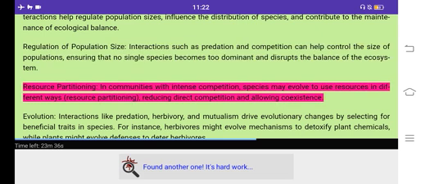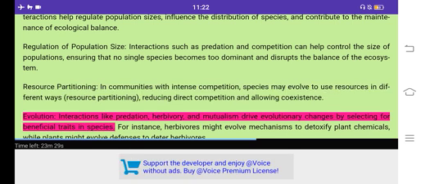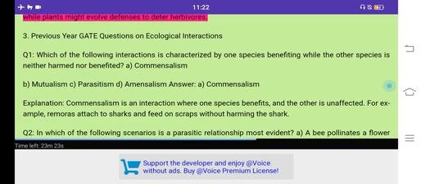Resource partitioning. In communities with intense competition, species may evolve to use resources in different ways, called resource partitioning, reducing direct competition and allowing coexistence. Evolution: interactions like predation, herbivory, and mutualism drive evolutionary changes by selecting for beneficial traits in species. For instance, herbivores might evolve mechanisms to detoxify plant chemicals, while plants might evolve defenses to deter herbivores.